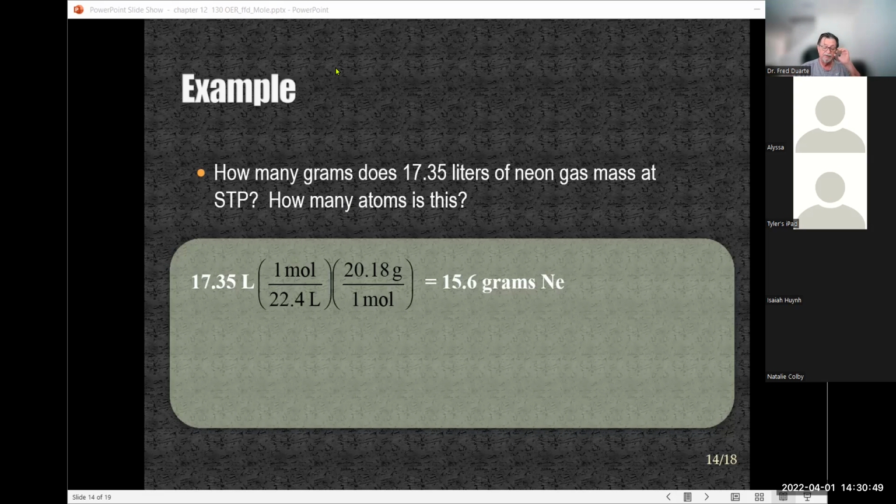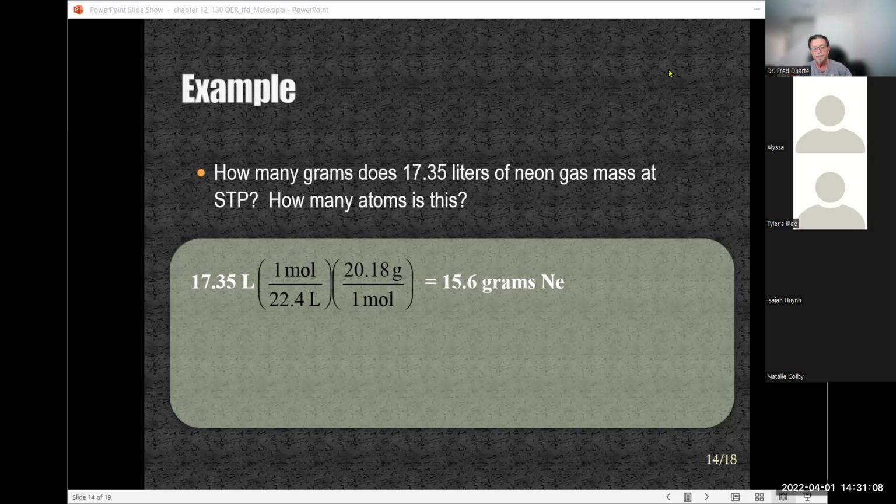Sorry, something made me sneeze. Okay, so 17.35 liters, okay, divided by 22.4 times 20.18, which is the molar mass of neon gas, gives me 15.6 grams.